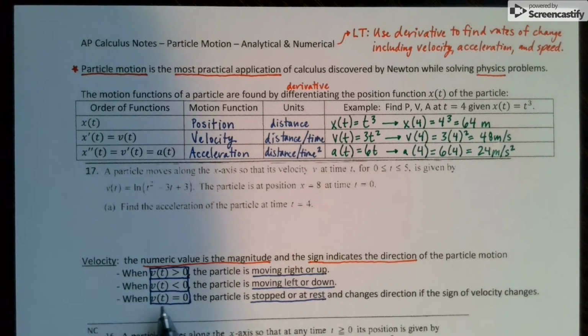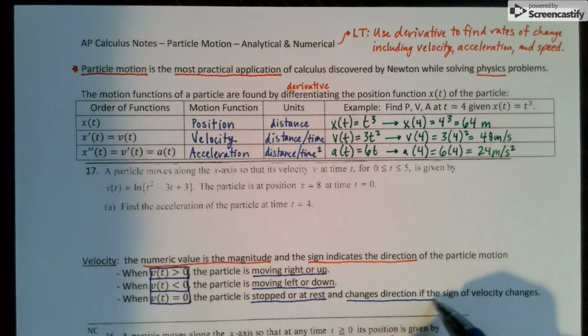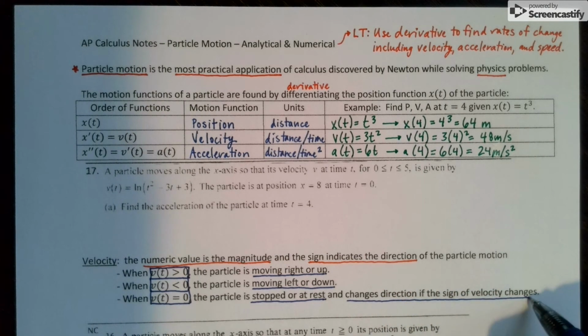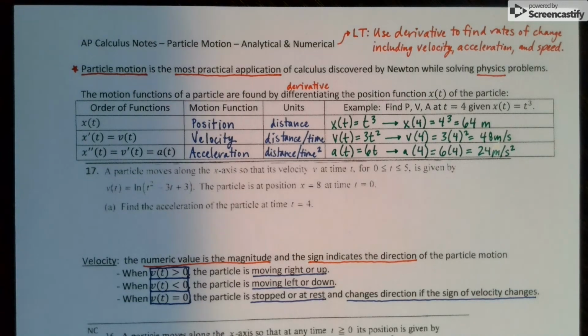And if velocity is equal to 0, the particle is stopped or at rest. Now we'll be looking specifically at these velocity equals 0 when we're asked about changes in direction. And the particle will change direction if and only if the sign of velocity changes. So we'll be setting up some little charts that are similar to sign charts to see if that sign change has happened for a change in direction.